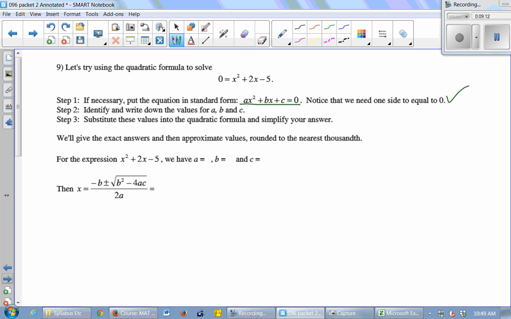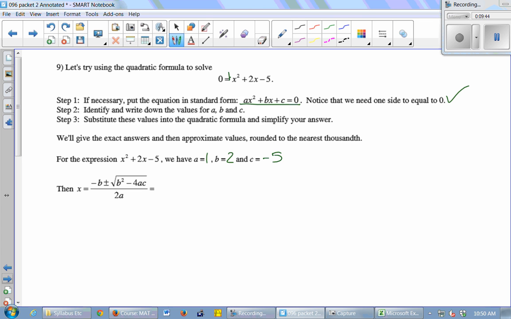All right, now I have to identify and write down the values of a, b, and c. So what is the number glued to the x squared, right in front of the x squared? 1. There's a little hiding 1 times there, 1 times x squared. So a is 1. What number is right in front of the x? 2. And then what's my constant term, the negative 5? Okay, so I have values for a, b, and c.